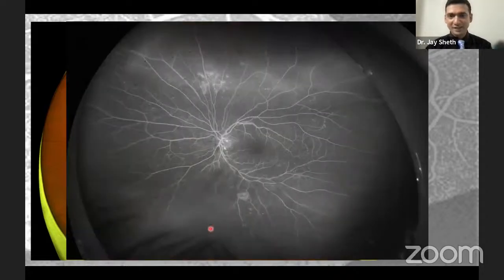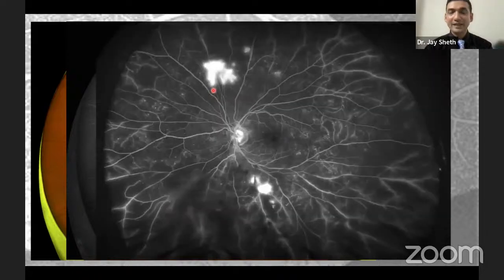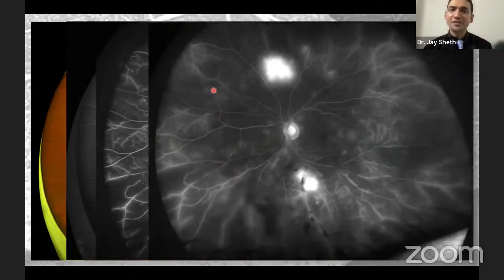In this fluorescein angiography, in the early phase, we can see this area of hyperfluorescence in the lower quadrant and also in the upper quadrant. And in the mid phase, there is an increase in the size and the intensity, which increases further in the late phases. So this is a classic leakage happening from the neovascularization.